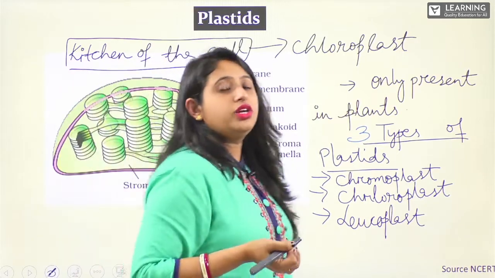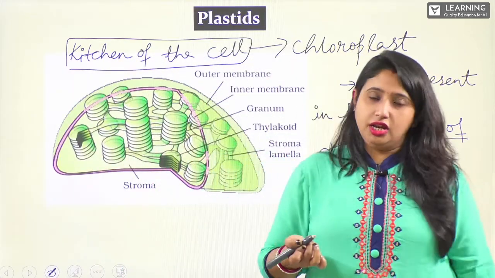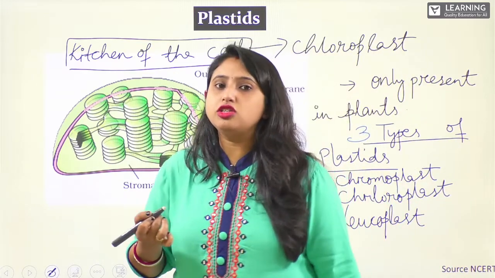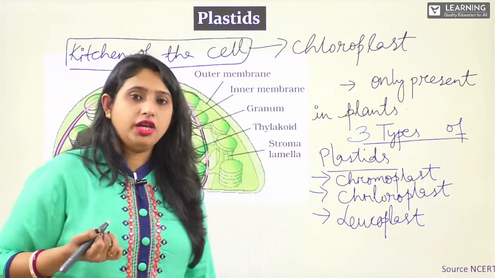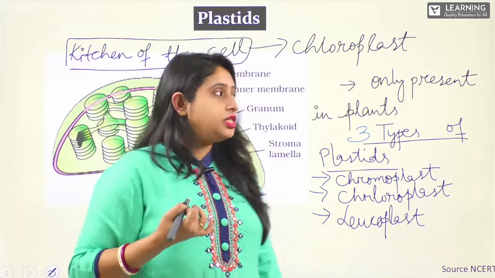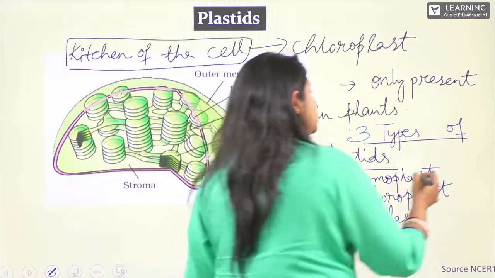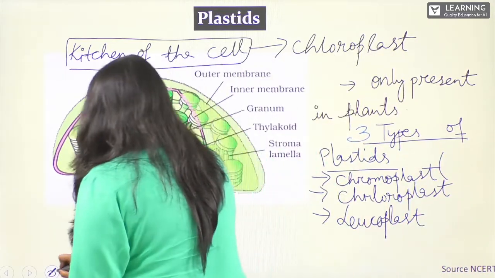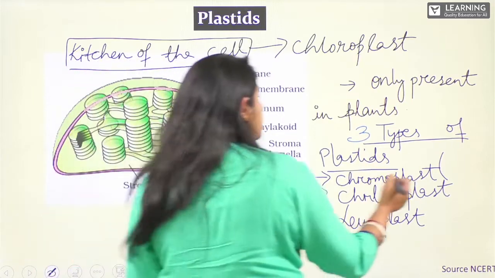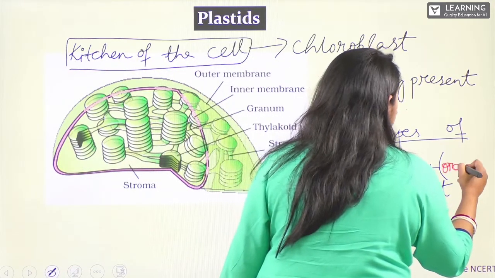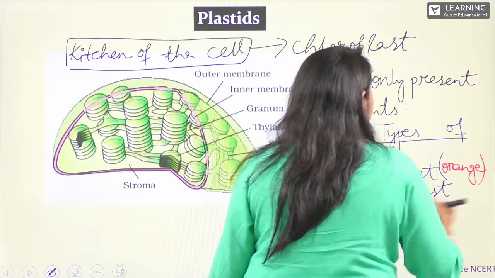Now this chromoplast, what is the pigment? What is the color? The pigment of the chromoplast is orange or yellow in color. Okay, so the chromoplast plastids are orange or yellow in color.